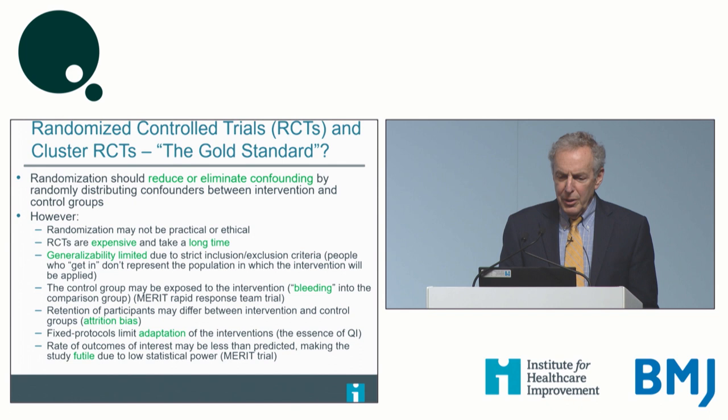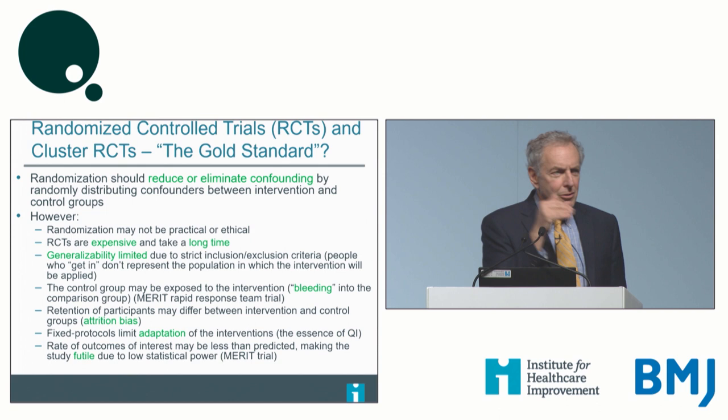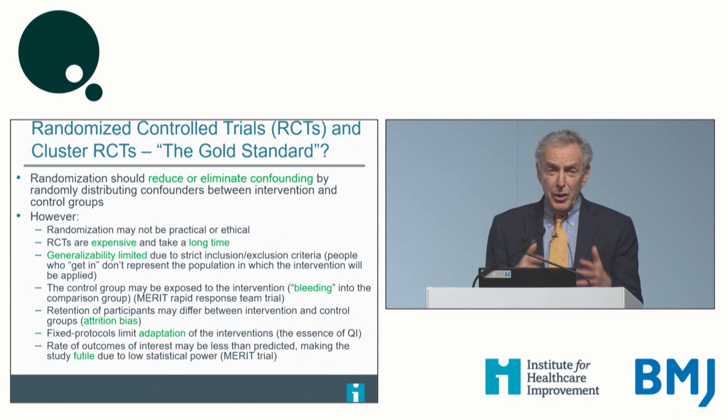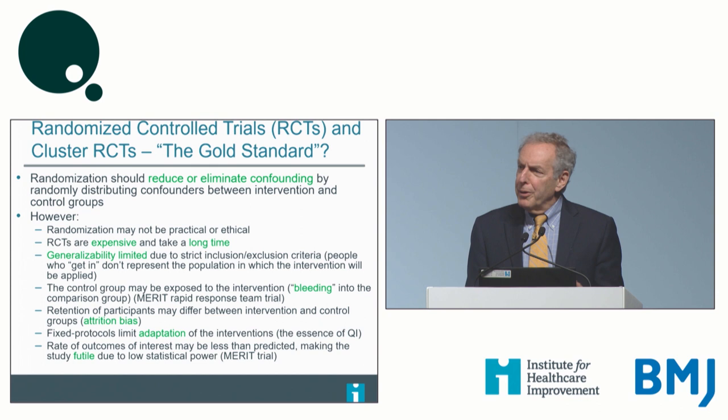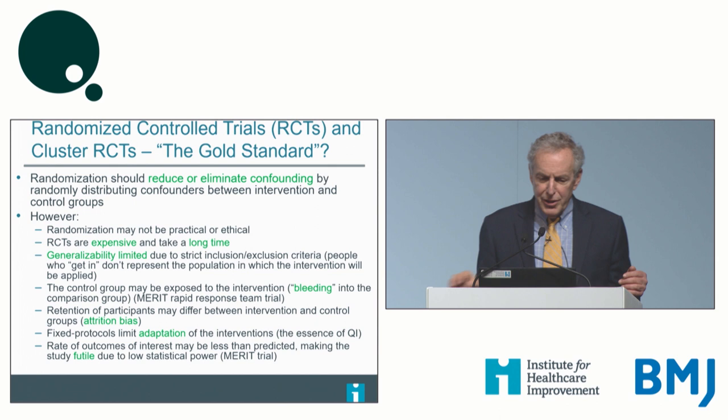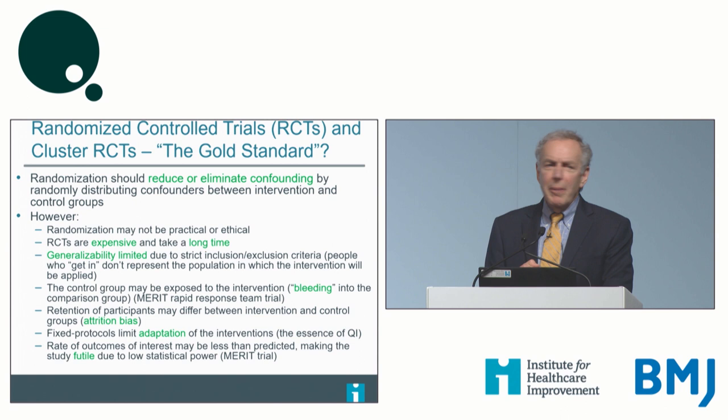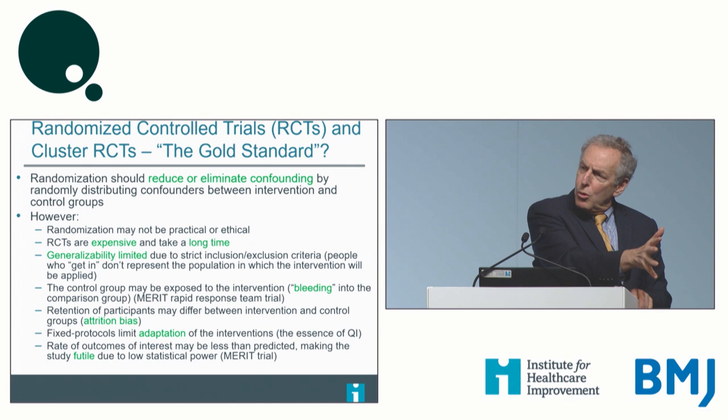They're not really that generalizable because there are really strict inclusion and exclusion criteria that don't represent the whole population. In the United States, it's really unusual to have a randomized trial that accurately represents blacks and Hispanics and old people. Other than that, they're really generalizable, right? Except they don't deal with a large segment of our population. The control group may be inadvertently exposed to the intervention. You remember the MERIT trial in Australia on rapid response teams, which showed no effect. Well, the intervention had already bled into the comparison control hospitals because the word was on the street that this was a good thing to do.